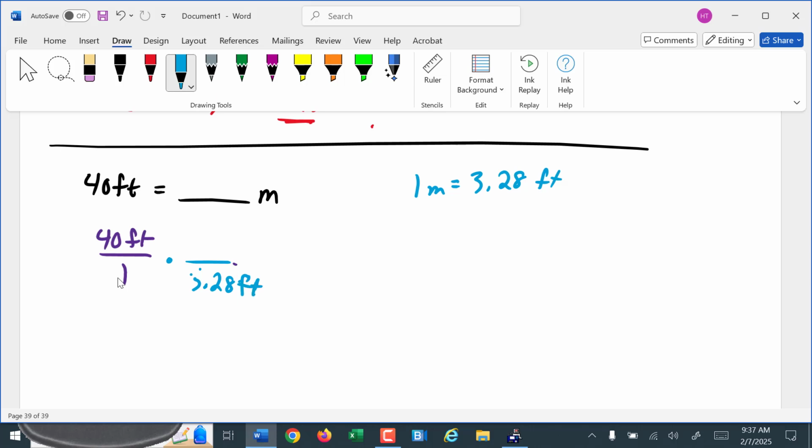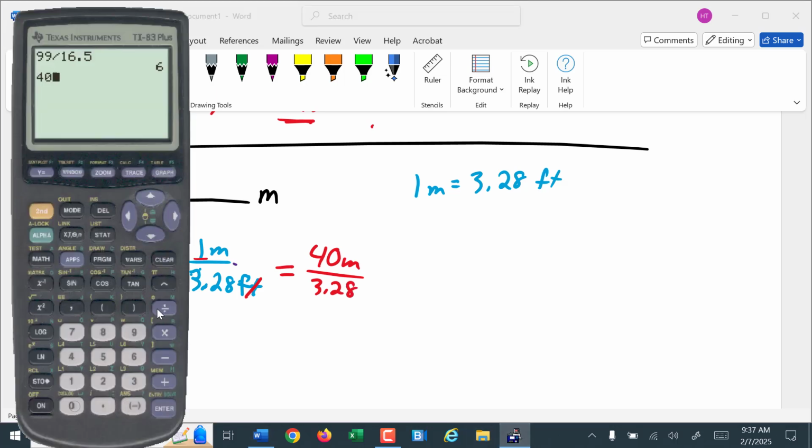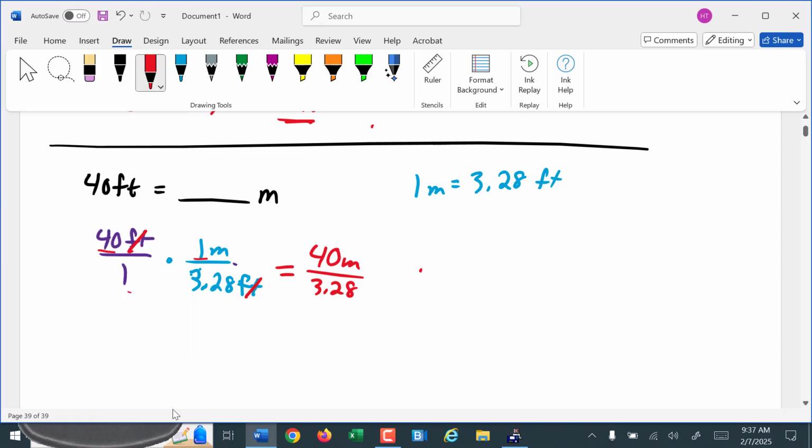My pen's not working. There we go. And then, of course, on top is the 1 meter. So the feet will cancel. 40 times 1 meter will be 40 meters. On bottom, 1 times 3.28 is 3.28. And we divide, giving us 12.19520, depending on what our desired precision is.